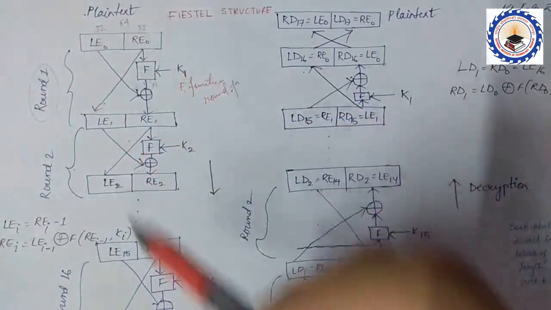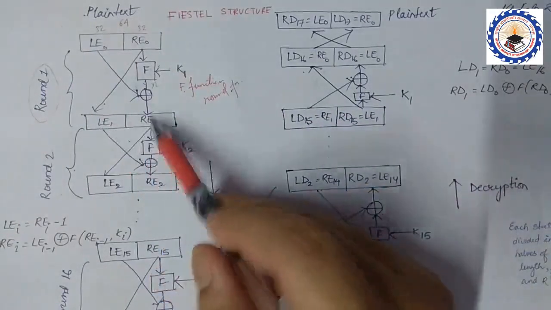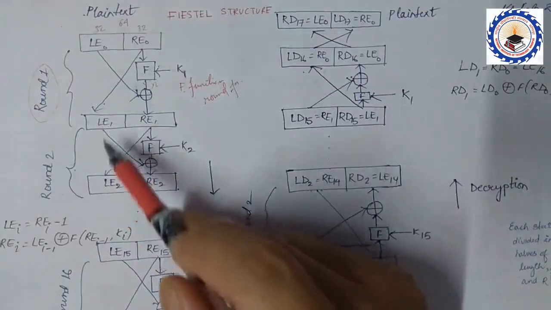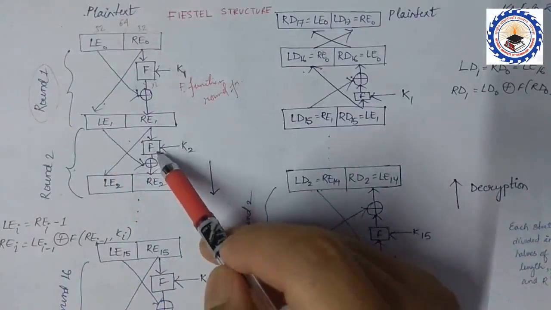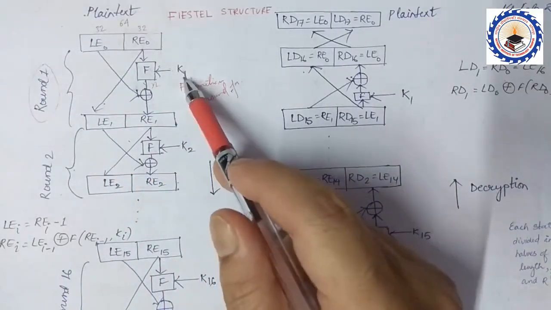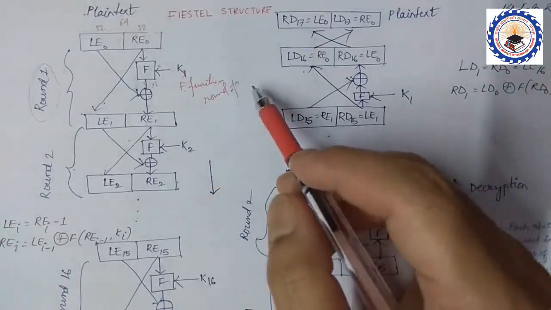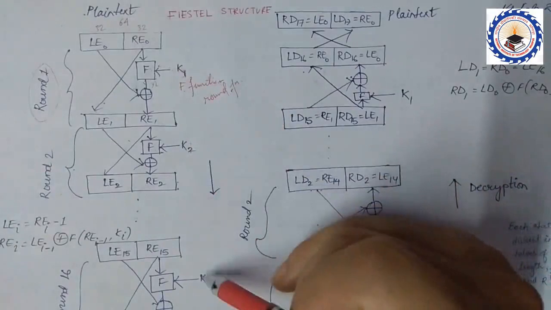Similarly, for the second round, this is the result from the first round. You simply shift to the left-hand side and then perform the XOR operation with the round function. The only difference is that here we use K1 as the key, and here it will be K2. So there will be some mechanism that generates these particular keys.